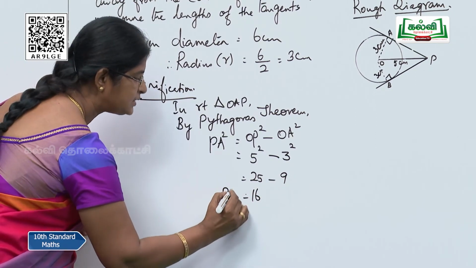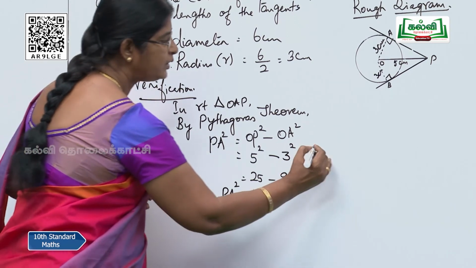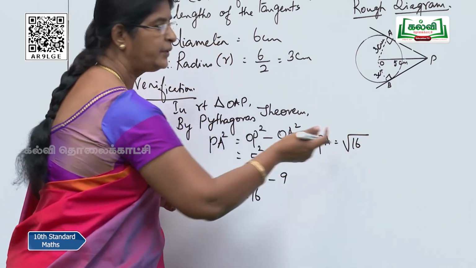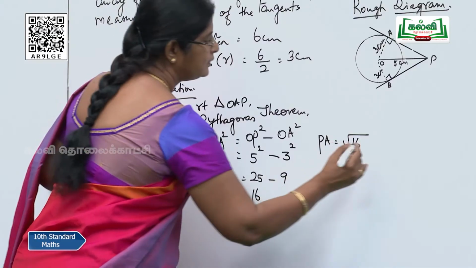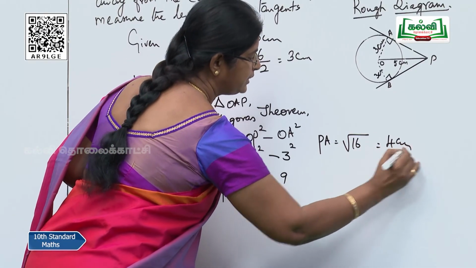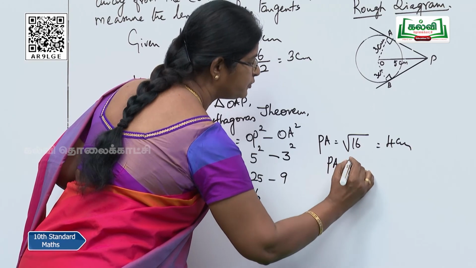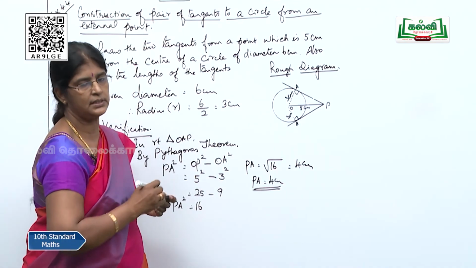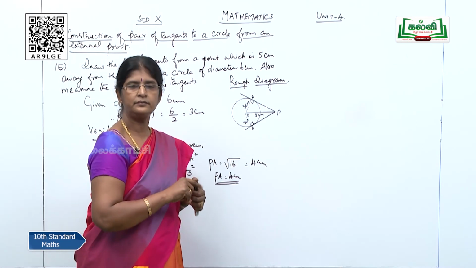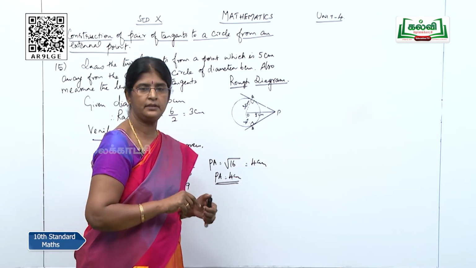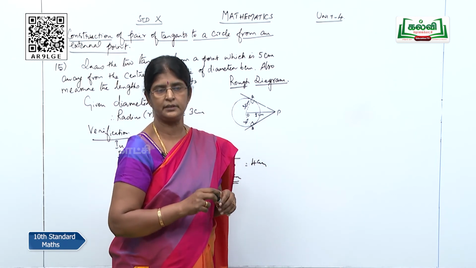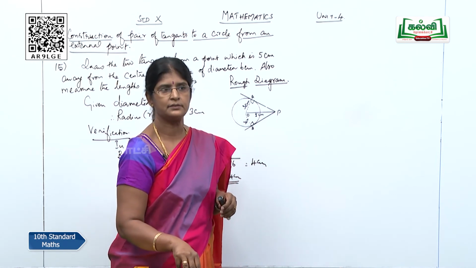But this is PA square. We want the value for PA, no? So root of 16. It is a perfect square, no? We are getting it as 4 centimeter. So your PA is equal to 4 centimeter. This will be verified using the construction. You will get the lengths of the tangents as 4 centimeter. PA and PB both are equal to 4 centimeter. Now we will see the construction.